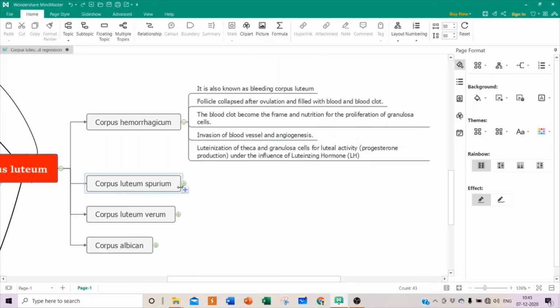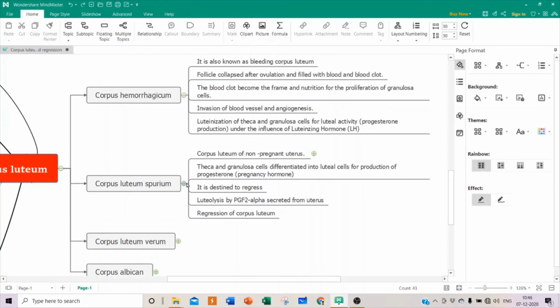Then corpus luteum spurium. It is the corpus luteum of the non-pregnant uterus. Theca and granulosa cells differentiate or luteinize for the production of progesterone. Because it is the corpus luteum of the non-pregnant uterus, this corpus luteum is destined to regress by the action of PGF2 alpha from the uterus, and it will undergo regression.